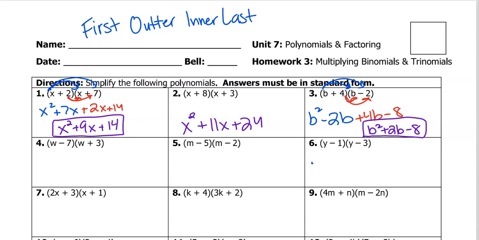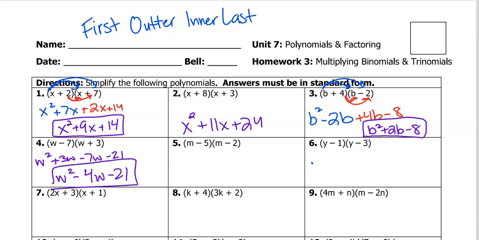So how about 4? What's my first term going to be? W to the second term. And then, oh wait, hold on, I got it. 3W. There you go. Then -7. And then 24. Almost. It's not 24. -7 times 3 is -21. Is that my answer? No. What do we got to do? So 3 minus 7 gives me what? -4. There we go. We feel good about this?